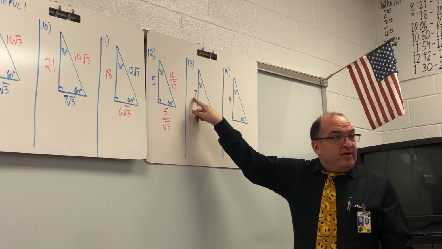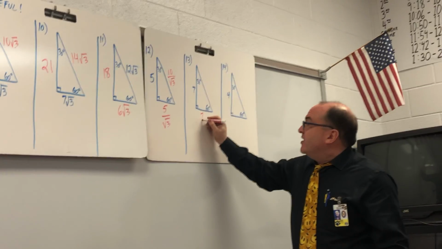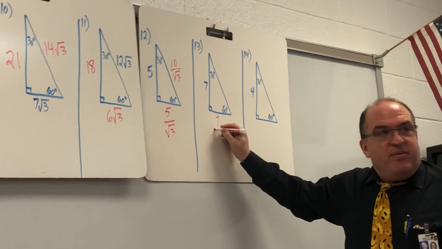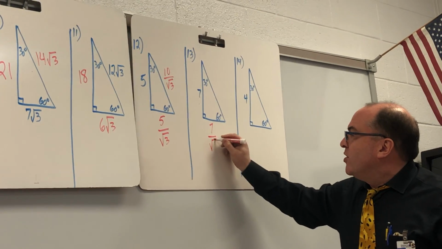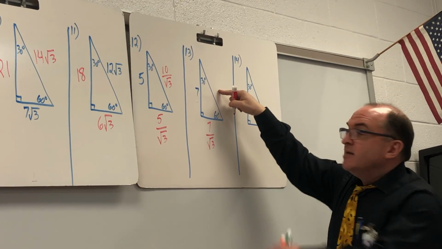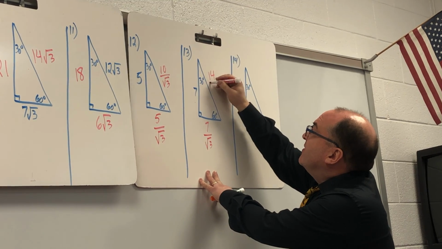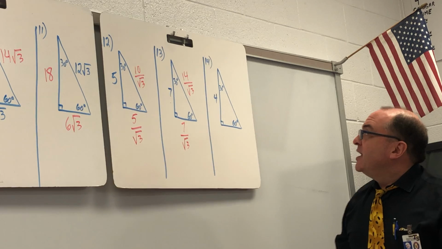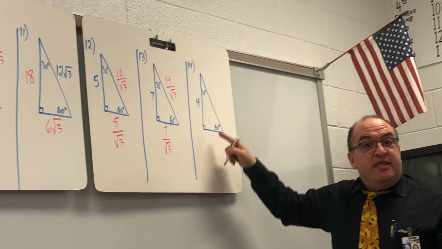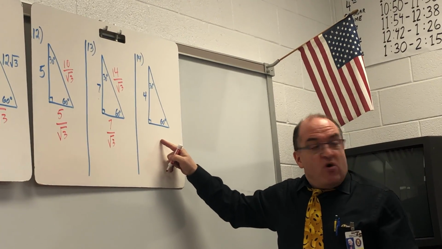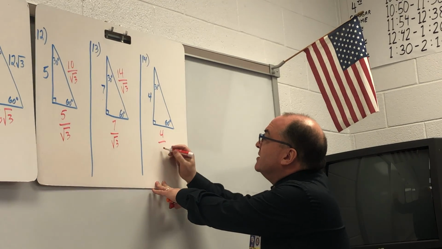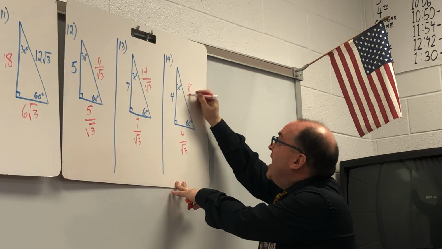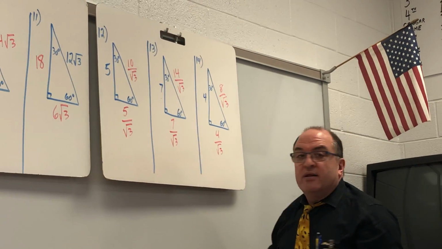Here, if this is 7, this is going to be 7 divided by square root of 3, which means this is 14 divided by square root of 3, right? Okay? If this is 4, this guy is 4 divided by square root of 3. And this is 8 divided by square root of 3.